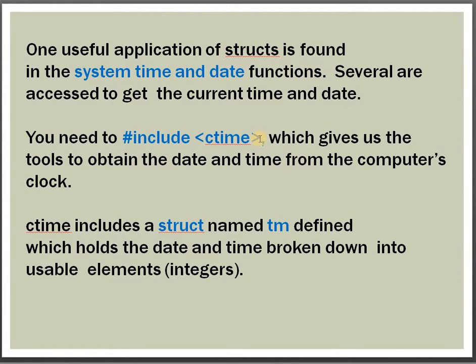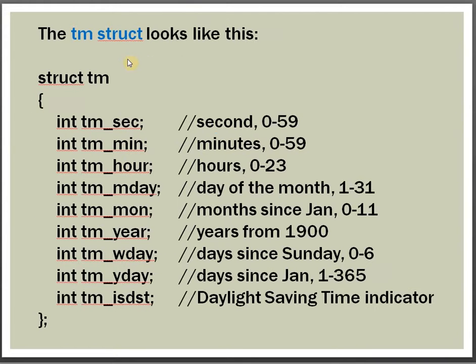First, we need to include CTime, which is a library that has a number of functions that give us date and time from the computer's clock. It includes a struct named TM, defined, which holds the date and time broken down into useful elements, in other words, integers, something we can use. The TM struct looks like this.